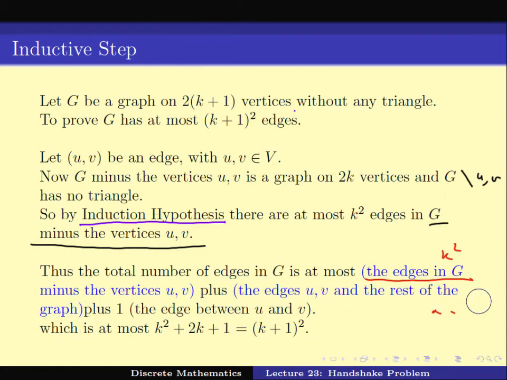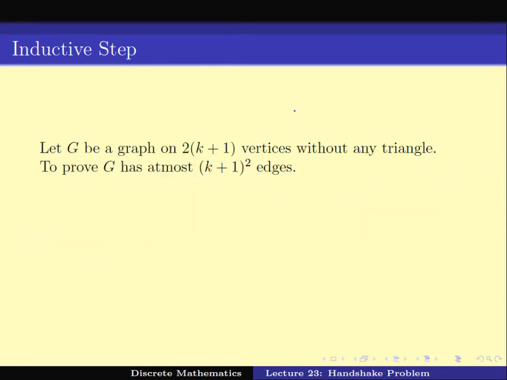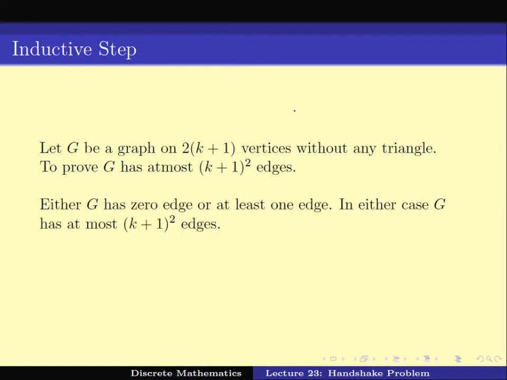So wrapping up, what do we have? We started with a graph on 2 times k plus 1 vertices without any triangle. We wanted to prove that the graph has at most k plus 1 square edges. Either the graph has 0 edges or at least 1 edge, and in either case we proved the number of edges in the graph is at most k plus 1 whole square. Hence proved.